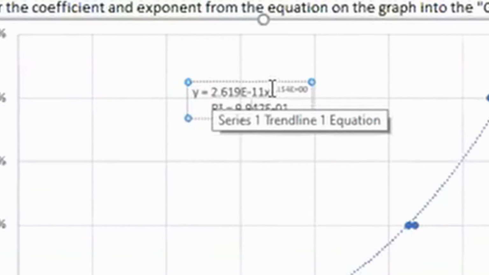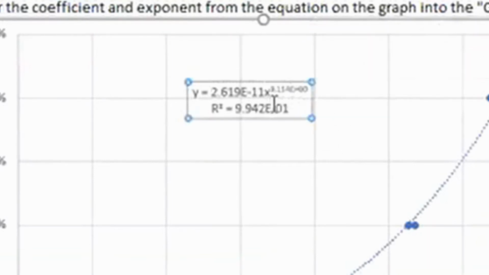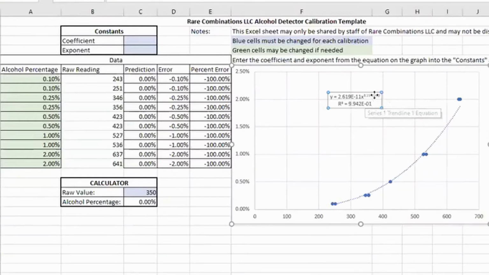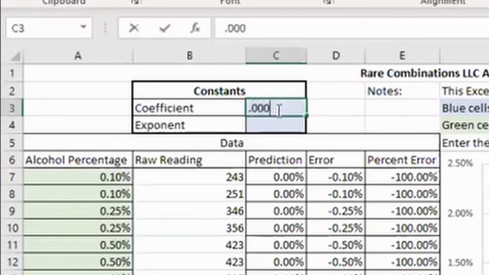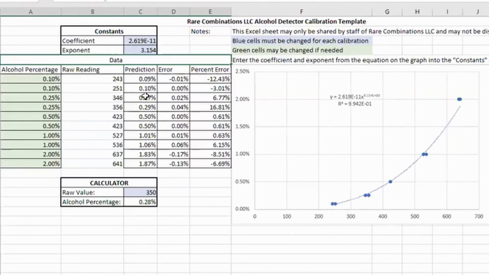And then this exponent, you have E plus 0. That's just E plus 0. So your exponent is just going to be 3.154. So now we can take those numbers and we can type them into here. So again, our first number was 1, 2, 3, 4, 5, 6, 7, 8, 9, 10 zeros, 2619, right? And then our exponent, remember, is 3.154. So now what you can see is the prediction, the error, and the percent error have all updated.